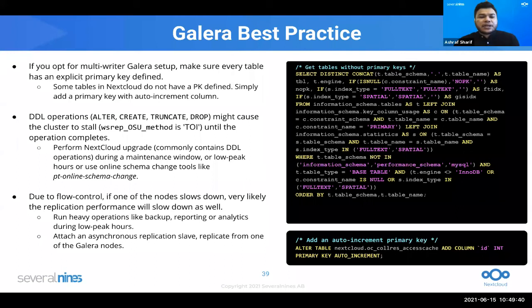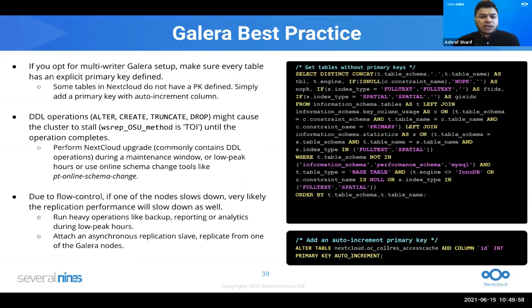You can use the example query here to get all the tables that are not suitable to run in Galera, probably because of the lack of a primary key or special indexing. To add a primary key, just use the ALTER TABLE ADD COLUMN command.